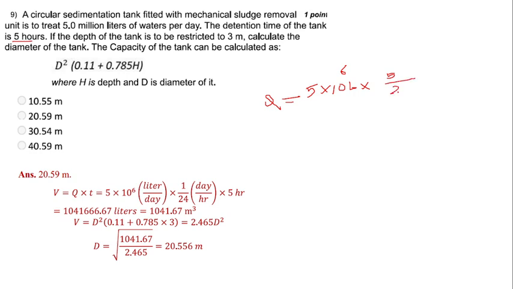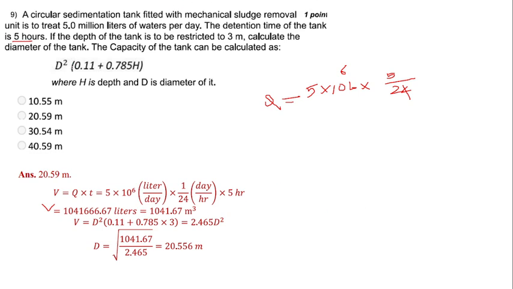5 by 24. So whatever value you are getting is in liters. See, here it is in liters, right? So it is 10 lakhs 41,666 liters approximately. So to convert it to meter cube, we have to divide it by 1000. So it will be 1041.67 meter cube. This is the volume capacity of your circular sedimentation tank.